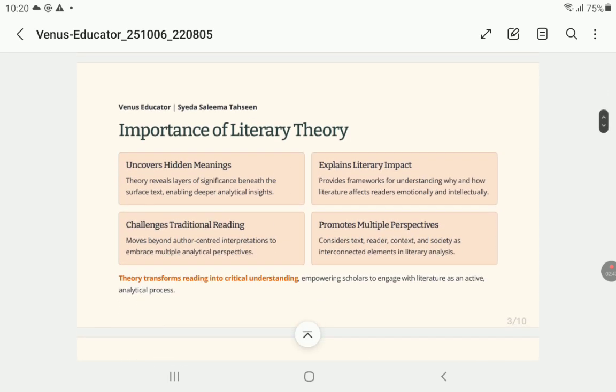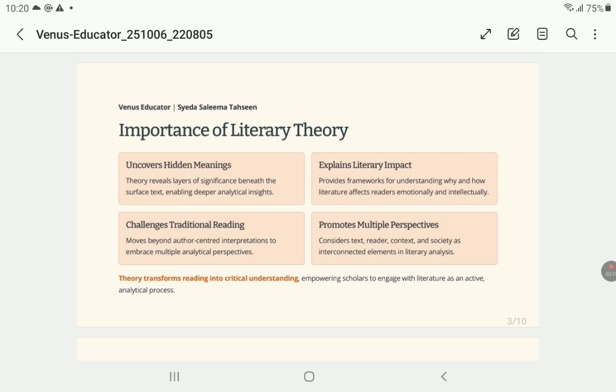So what is the importance of literary theory? It uncovers hidden meanings. Theory reveals layers of significance beneath the surface text, enabling deeper analytical insight. Here you are going to search for the meaning which is said but not openly. It is a meaning that you are grasping from the words.